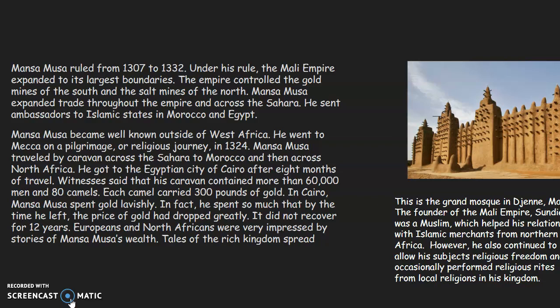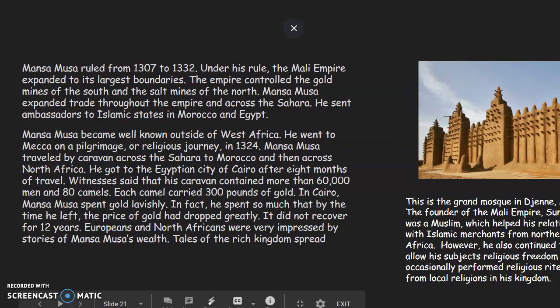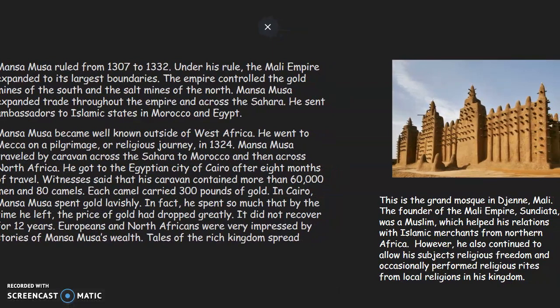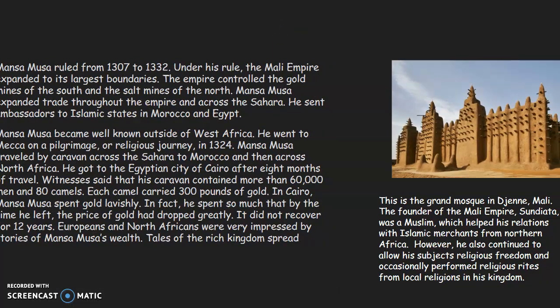In Cairo, Mansa Musa spent gold lavishly. In fact, he spent so much that by the time he left, the price of gold had dropped greatly. It did not recover for 12 years. Europeans and North Africans were impressed by the stories of Mansa Musa's wealth. Tales of the rich kingdom spread. I just want you guys to think about that for a second. He gave away so much gold, or traded so much gold, he actually devalued the price of gold.